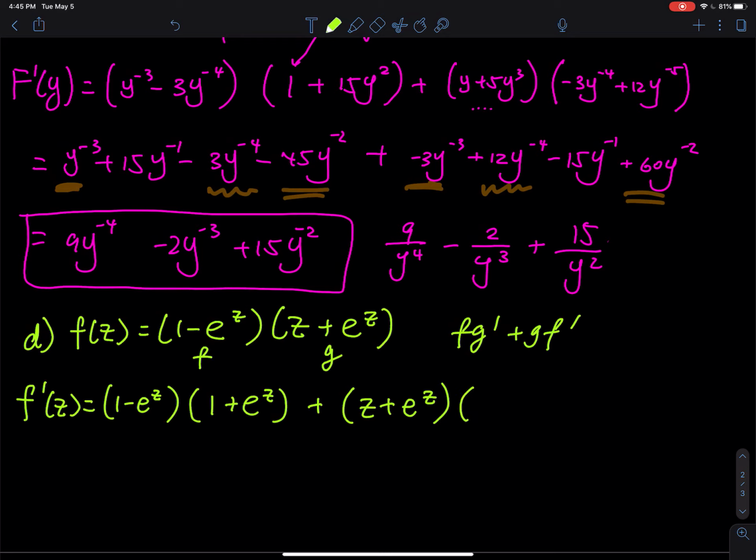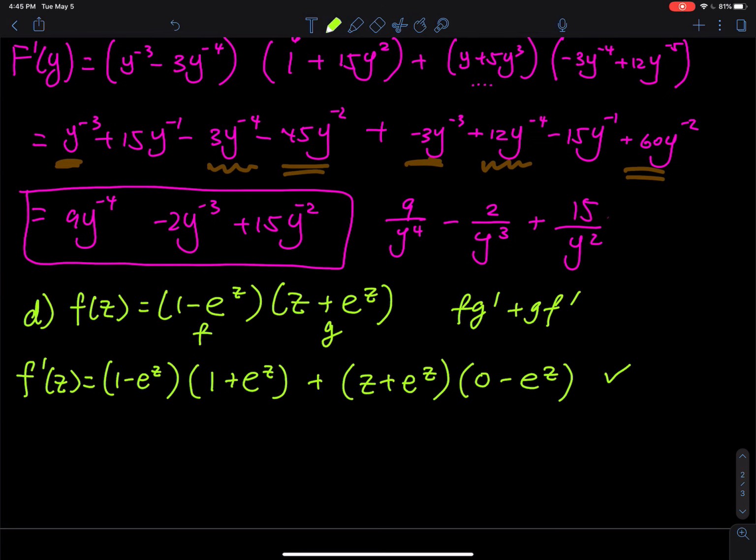The derivative of 1 is 0. Feel free to write the 0 out. The derivative of negative e to the z is just e to the z. To me, again, I will take that as the final answer, but most of the book would like you to simplify all the way to the end. So that means you have to expand, right?